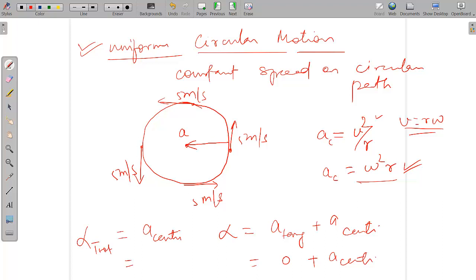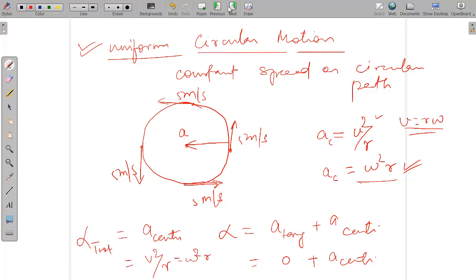Tangential acceleration basically means acceleration along the path of the motion. So there is no change in speed. At any one particular instant there is no change in speed, so for that moment you can assume there is no change in velocity magnitude. It's moving with the same speed, so there is no tangential acceleration at that time. So the total acceleration is only towards the center, that is equal to v square by r or omega square r.